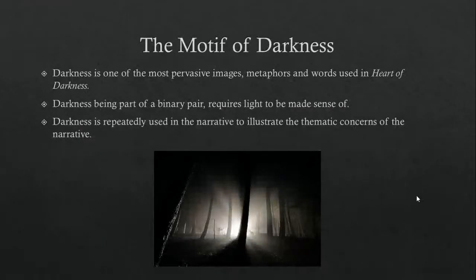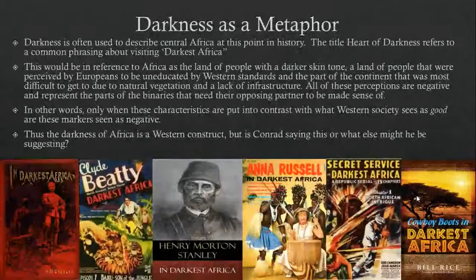So darkness is the most pervasive of the images and metaphors that are used. And importantly, we need to remember what we were talking about with binaries in the last section. Darkness is part of a pair, and it requires light to be made sense of. A lot of the time, it is used to illustrate the thematic concerns in this text, but it is not necessarily highlighting the themes and ideas that you immediately assume are linked with darkness, or perhaps it shows you darkness in the places that you least expect to see it.